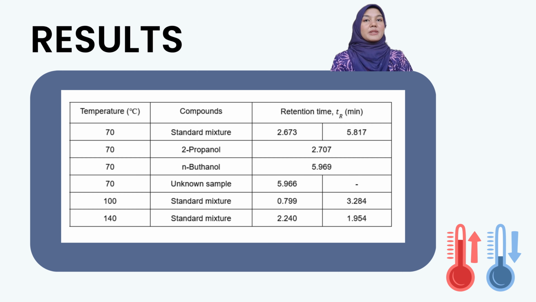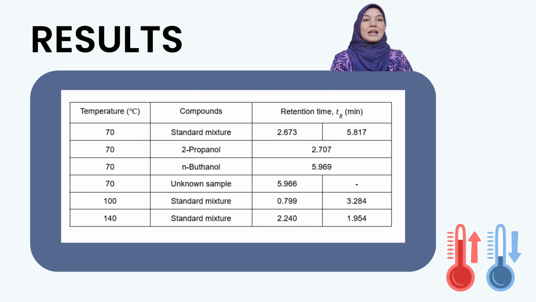Based on the data obtained from the chromatogram, at 70 degrees Celsius, the standard mixture showed 2 peaks of retention time at 2.673 minutes and 5.817 minutes. 2-propanol eluted at 2.707 minutes and N-butanol eluted at 5.969 minutes. So the peak at 2.7 minutes corresponds to 2-propanol and the peak at 5.9 minutes corresponds to N-butanol.